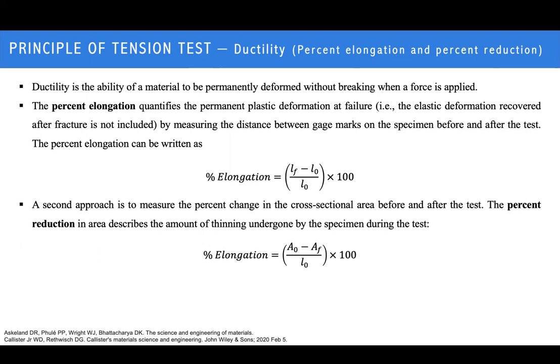The other one is percent reduction in area. It is the same principle, but this one uses the area in the original shape and the area after the fracture point. So these are the two different indicators that we can use to define the ductility of the material.